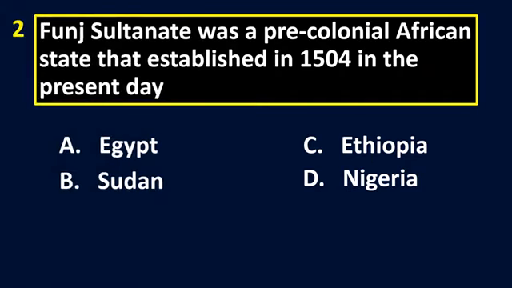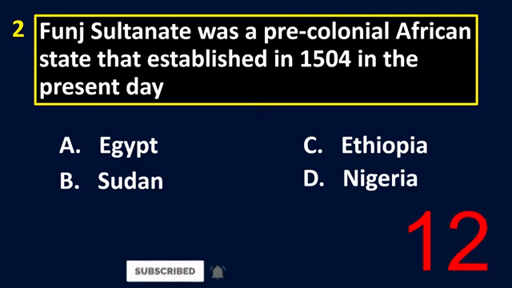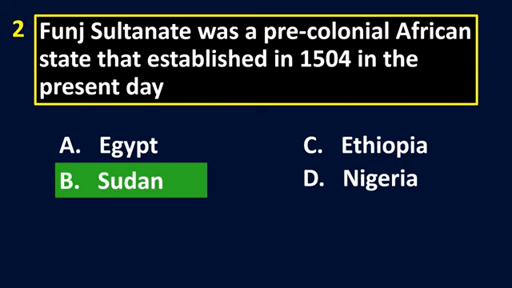2. Fungi Sultanate was a pre-colonial African state that was established in 1504 in present-day A. Egypt, B. Sudan, C. Ethiopia, D. Nigeria. The answer is B. Sudan.